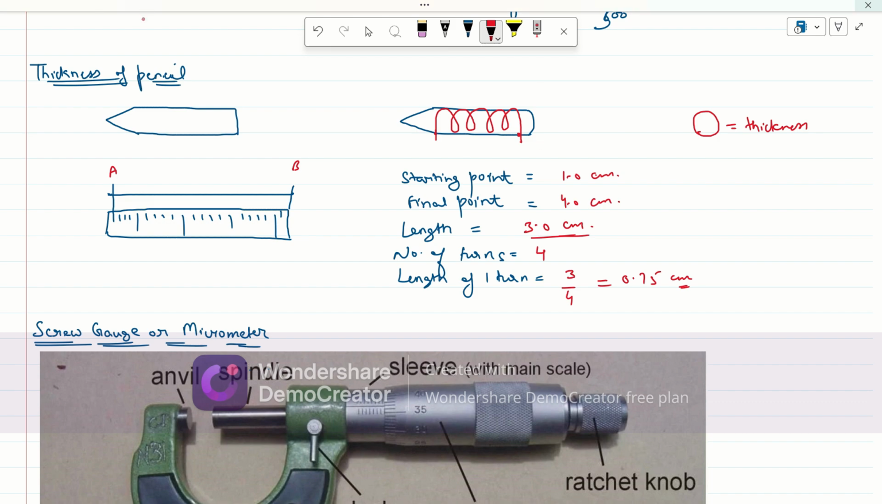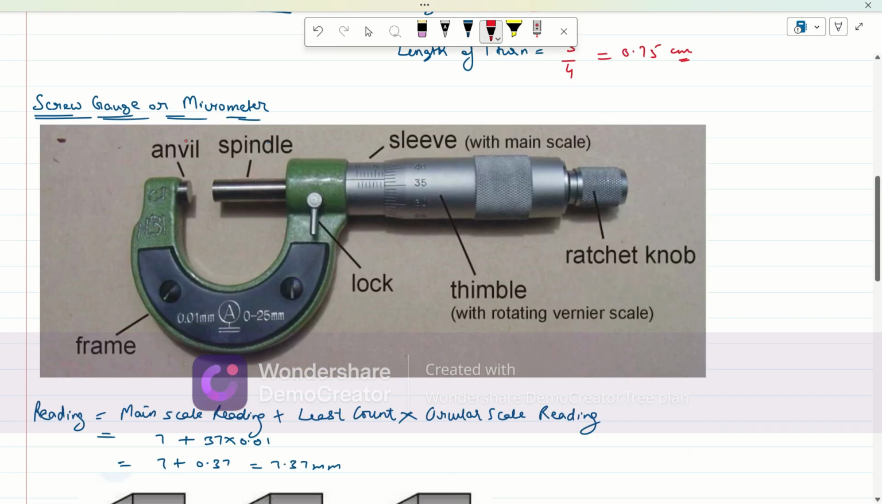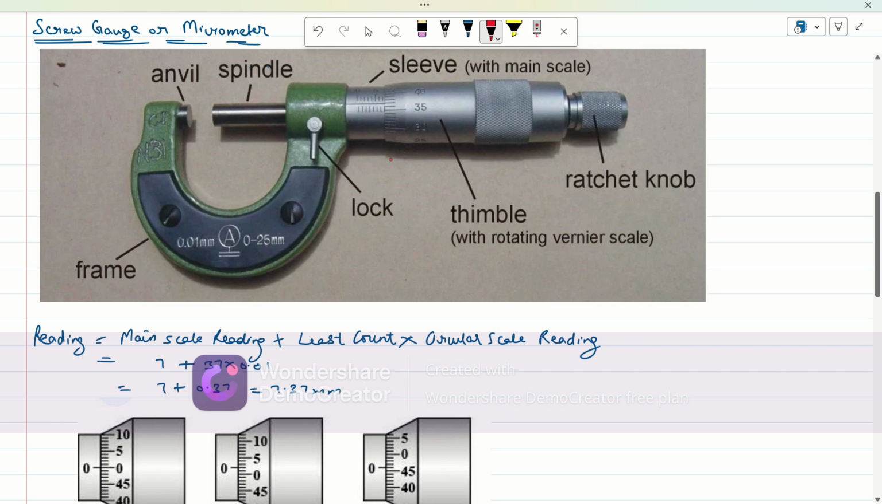Another technique to measure the thickness is using a screw gauge. So this is a screw gauge. Now this is known as the main scale reading and this is the circular reading. So different parts are labeled, you can see. So you will keep the object whose thickness is to be measured here.